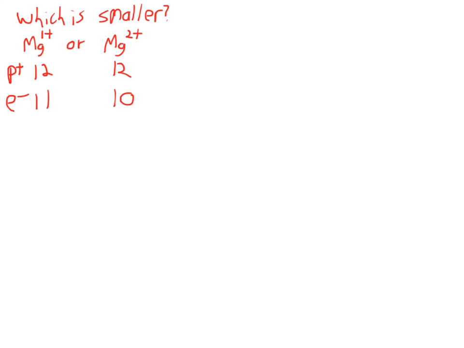Having more electrons makes an atom or ion bigger. So that means that Mg+ is bigger. That means Mg2+ is smaller because it has fewer electrons. Hope this helped.